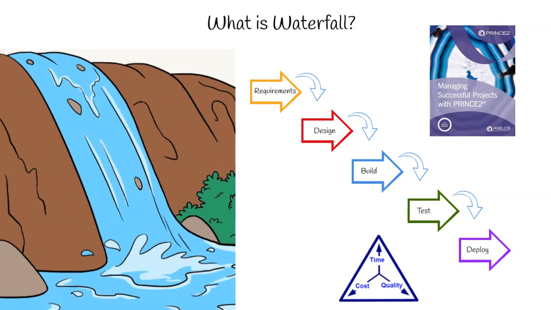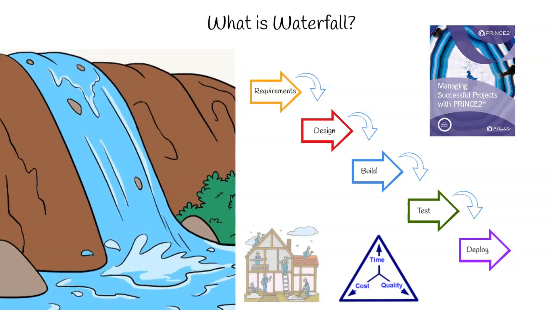An ideal waterfall project would be to build a house where you gather the requirements up front, you do all the design work, so you know how many bedrooms, living room, kitchen you're going to get. You build it, you then test it once you've fitted all the electrics and the gas, and then you deploy it to the customer, and hopefully it'll meet the user needs.